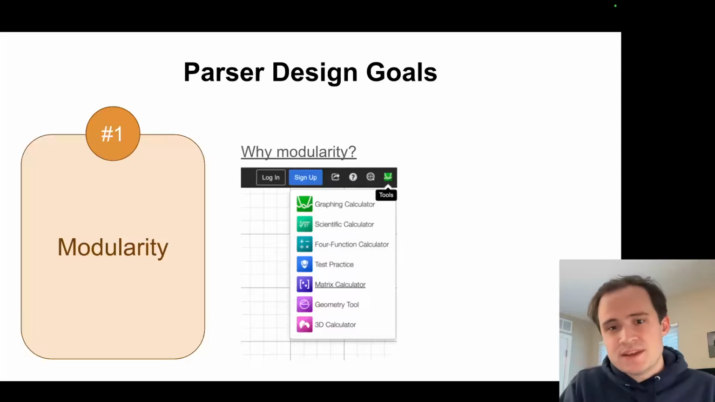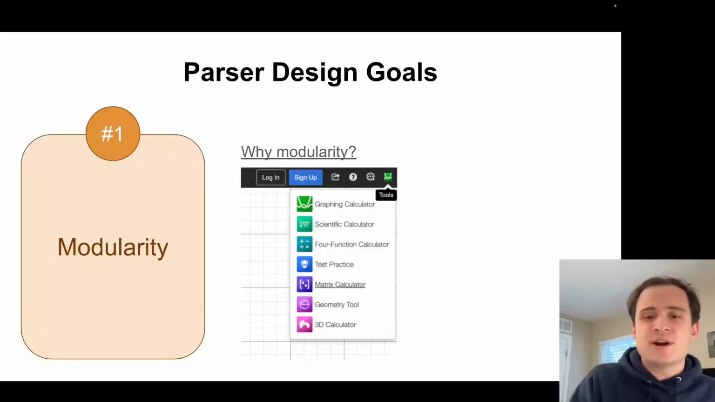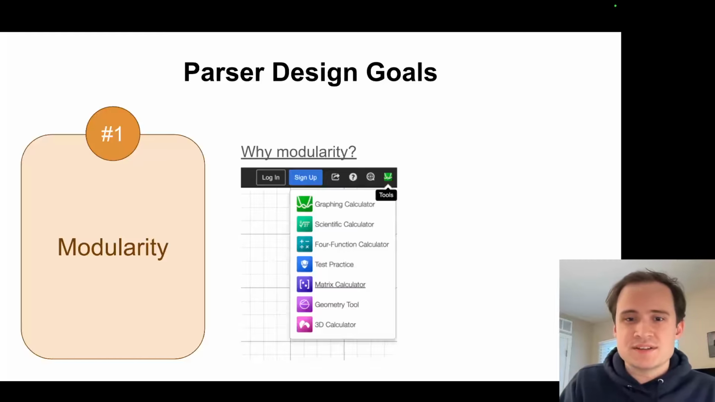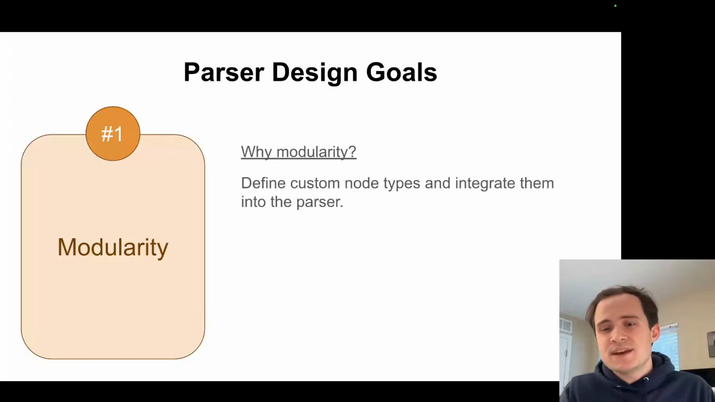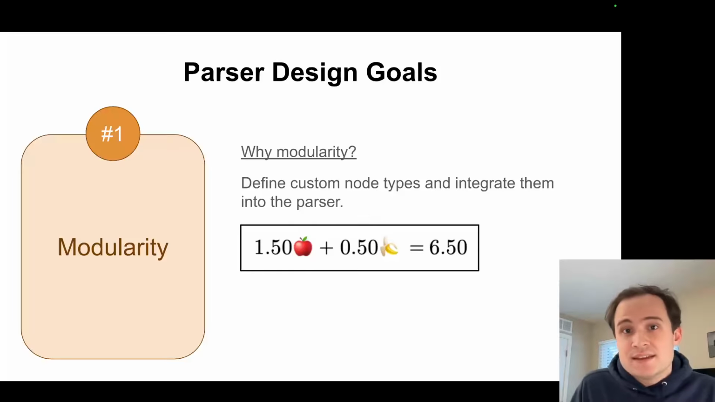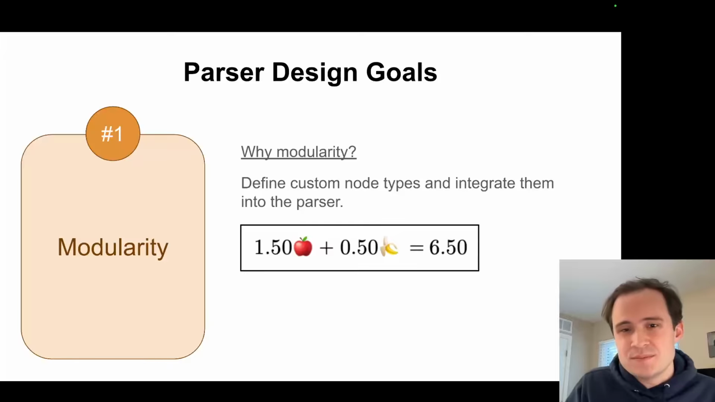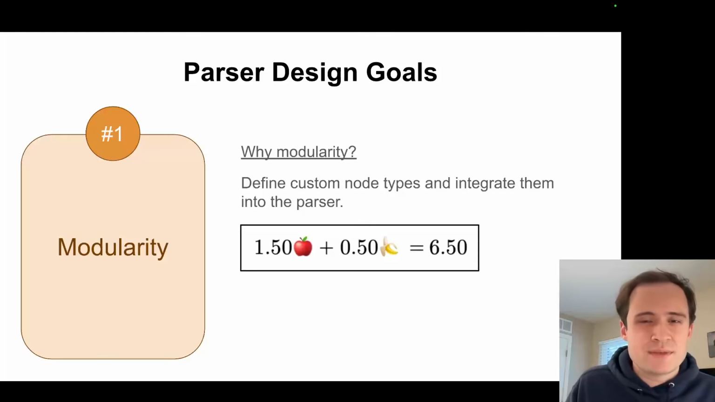And then, you could make the argument of, well, MathQuill should have just included the matrices in the default product. Why does it have to be modular or customizable? Well, sometimes you should be able to define something totally custom, like this, right? Emoji math like this probably shouldn't be included in the default parser, because this isn't really default normal math behavior.